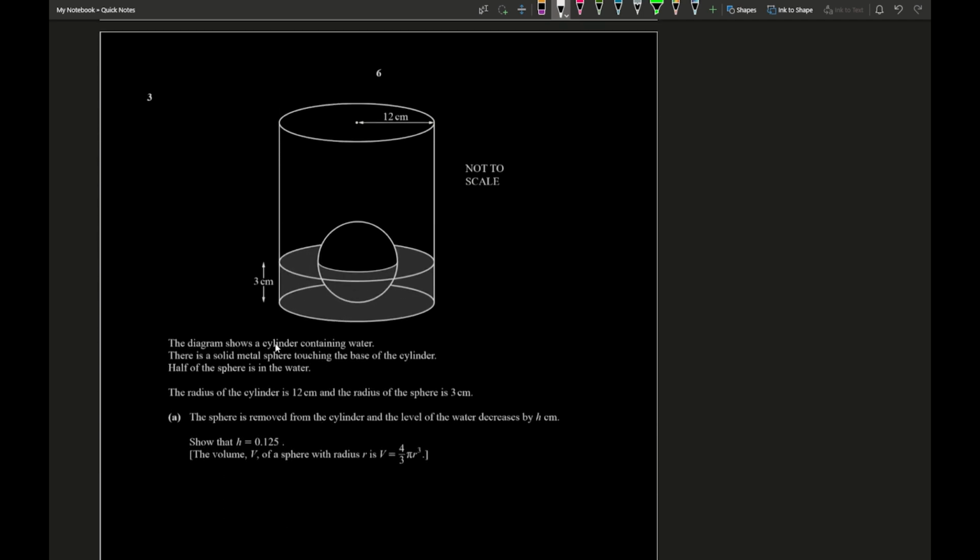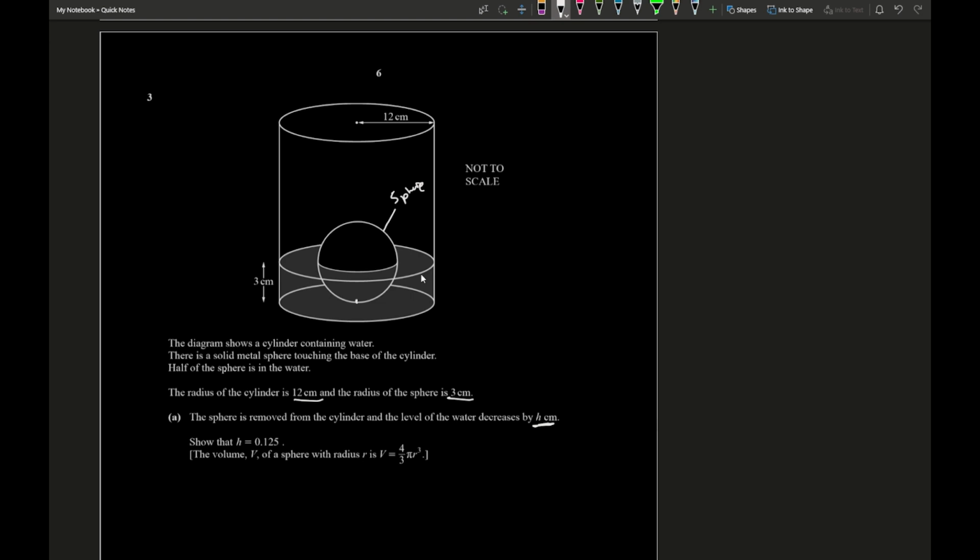Okay, question number 3. The diagram shows a cylinder containing water. There's a solid metal sphere, this sphere right here, touching the base of the cylinder. So the surface of the sphere is in contact with the base of the cylinder. Half of the sphere is in the water. The radius of the cylinder is 12 and the radius of the sphere is 3 centimeters. The sphere is removed from the cylinder and the level of the water decreases by h centimeters. Show that h is equal to 0.125.